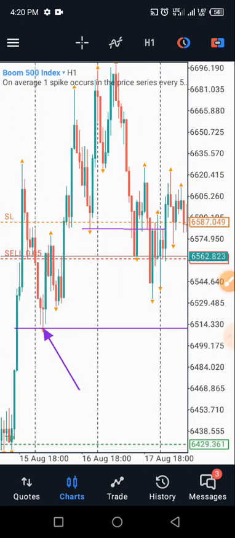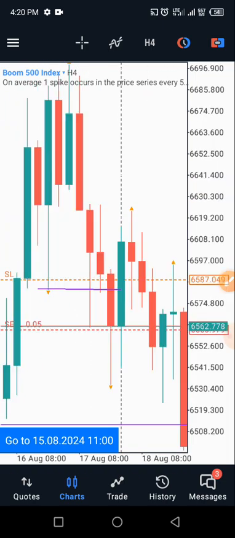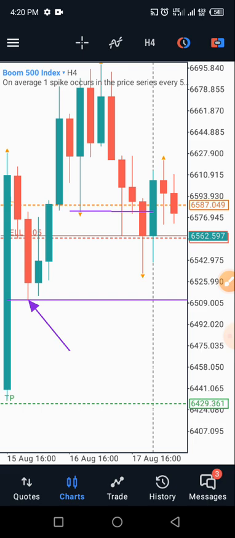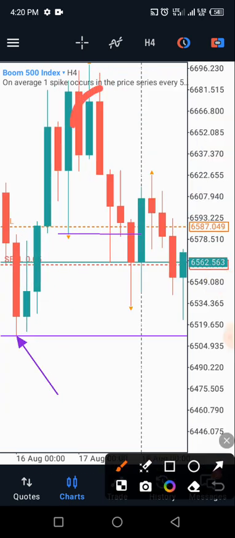Okay, but we are just going to stick to the 4 hour change of character, because the higher the time frame, the better for us, and the stronger the level for us to take our entry. Okay, so after we spot this particular change of character here on the 4 hour time frame, what we want to do now is to identify our order block. Okay, remember our order block will be this particular candle here, which is our last buy candle before the sell.